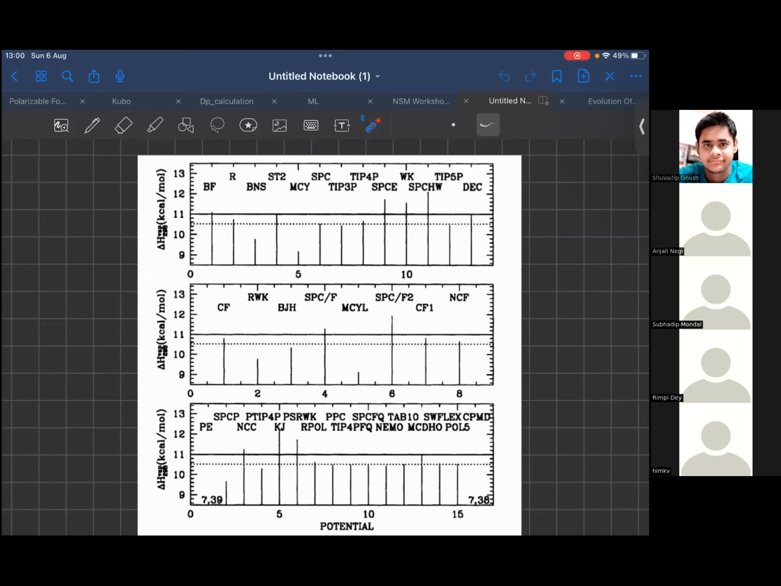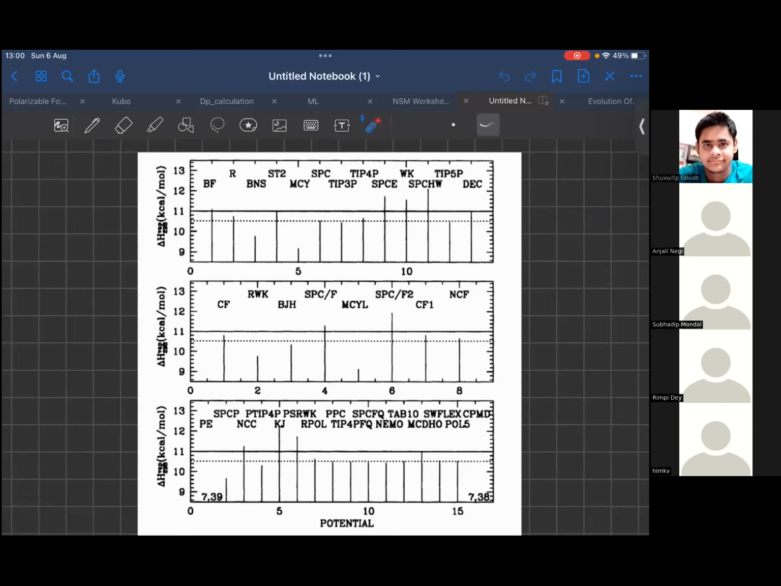Any particular model is used, or this is analytical, I think. I need to check what exact thing they have used at that point. Okay, we'll discuss it later.